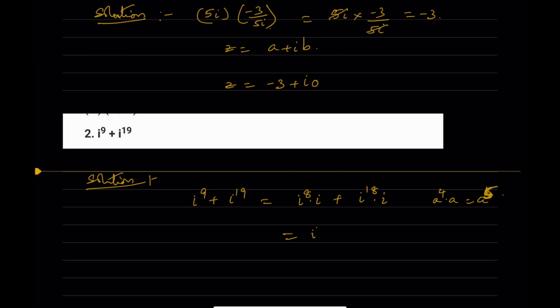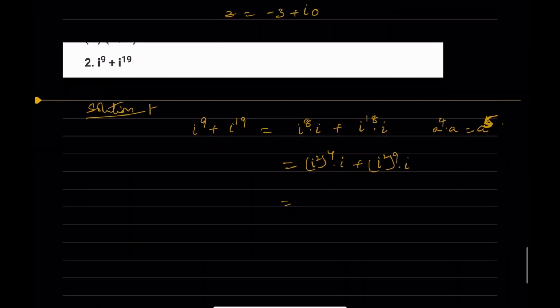So you are going to write this as i square to the power of 4 into i plus i square to the power of 9 into i. Which can be written as minus 1 to the power of 4 into i plus minus 1 to the power of 9 into i. Because this is having an even power, you are going to get 1 into i, plus here you are having an odd power, so minus 1 into i. So you are getting i minus i, which is equal to 0.